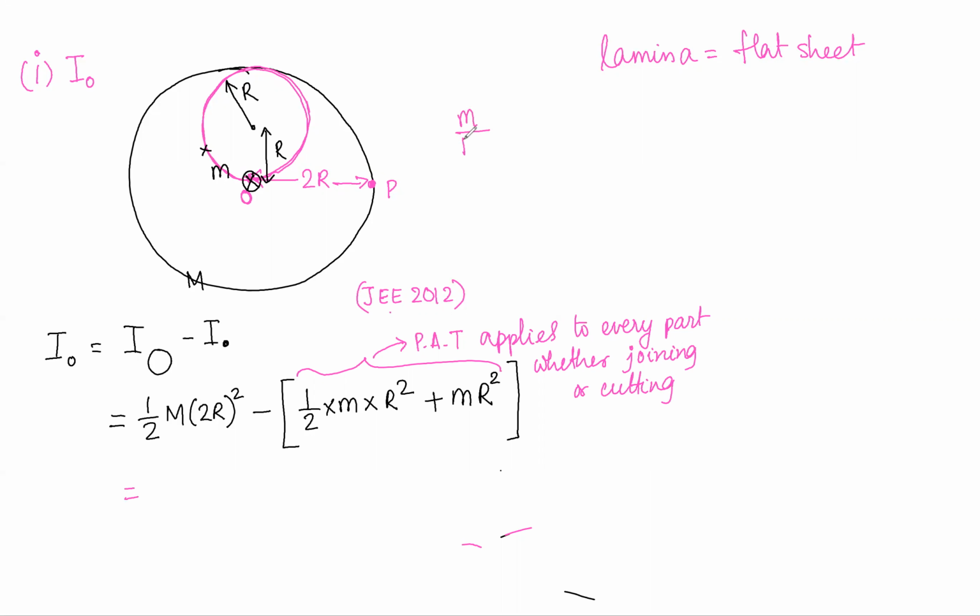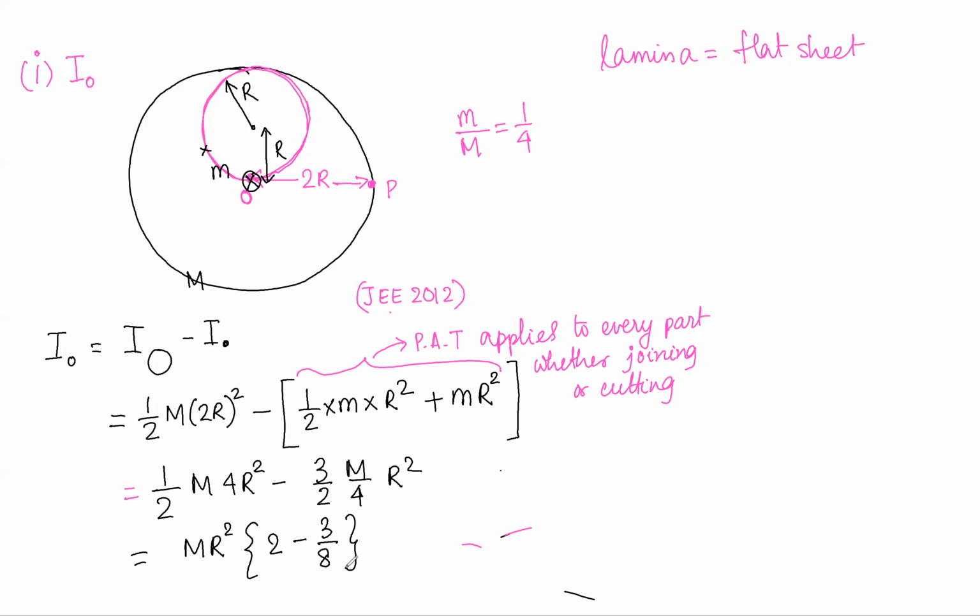We already know from so many times calculating this problem that m by M is equal to 1 by 4. No need to discover that fact once again. So you can just write half into M into 4r square minus, so this is 3 by 2 m r square, so 3 by 2. What is the value of m? m is equal to M by 4, so into M by 4 into r square. So I can just basically say that M r square is common. So half of 4 is 2, minus 3 by 2 into 1 by 4 is basically 3 by 8. 8 2 is 16, 16 minus 3 is 13. ये हो जाएगा 13 by 8 M r square.